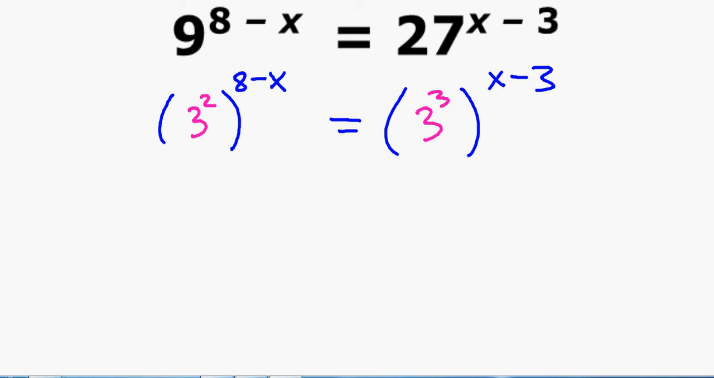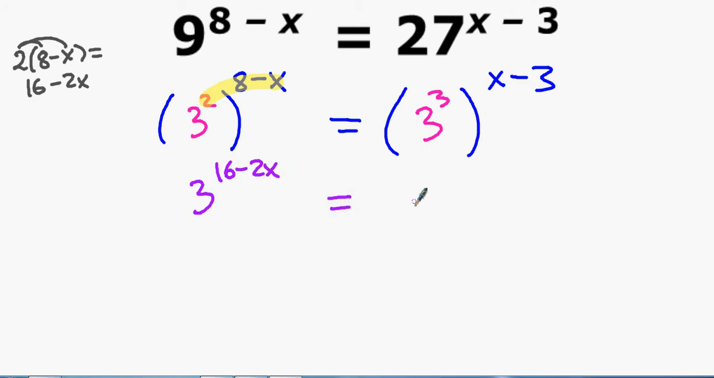Now I need to simplify, so using rules of exponents, I multiply 2 times 8 minus x. I'm going to do this on the side. So 2 times 8 minus x equals 2 times 8 is 16, 2 times negative x is negative 2x. So I end up with 3 to the power of 16 minus 2x equals 3 to the power of, now I need to simplify this, 3 times x minus 3. So 3 times x minus 3 would be 3x minus 9. So 3 to the power of 3x minus 9.